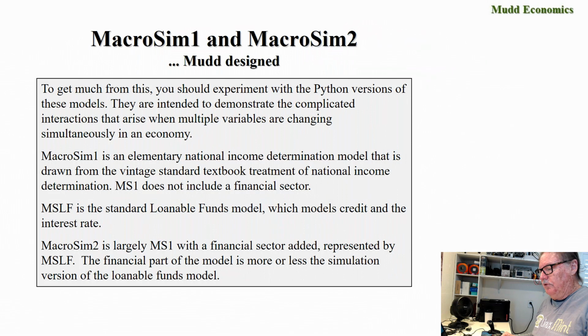Now, when I say it's a standard textbook treatment, I mean if you go back and look at textbooks from even the 60s, 70s, 80s, and 90s, even probably up to the current time, there was a model that's often called the Keynesian cross model in those textbooks. It was designed in the 1950s. It was very pedagogical, and so it stayed in the textbooks for a long time. MacroSim1 is the simulation of exactly that model.